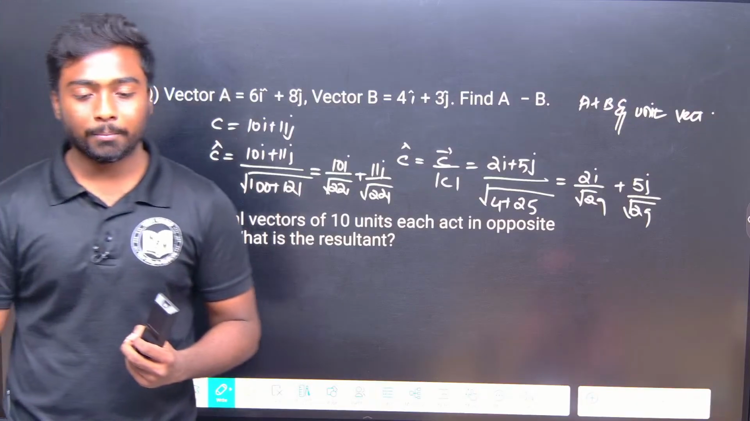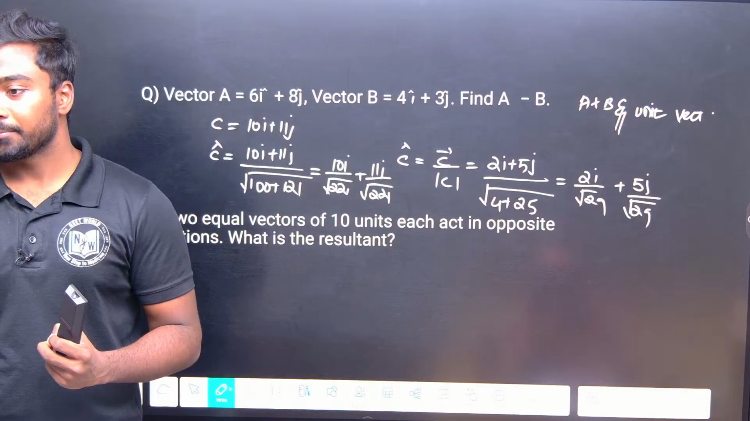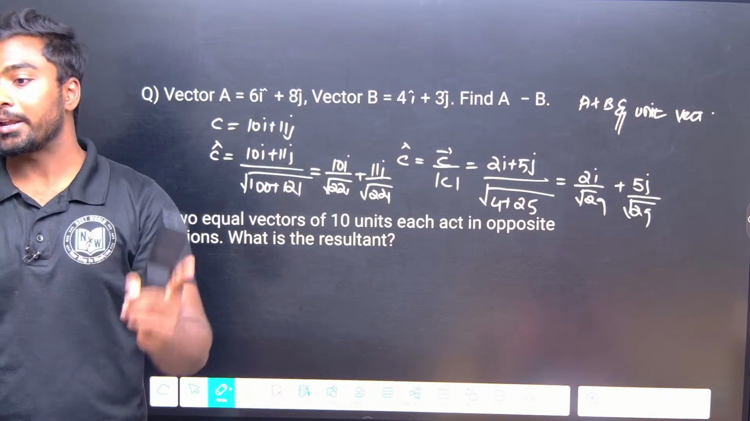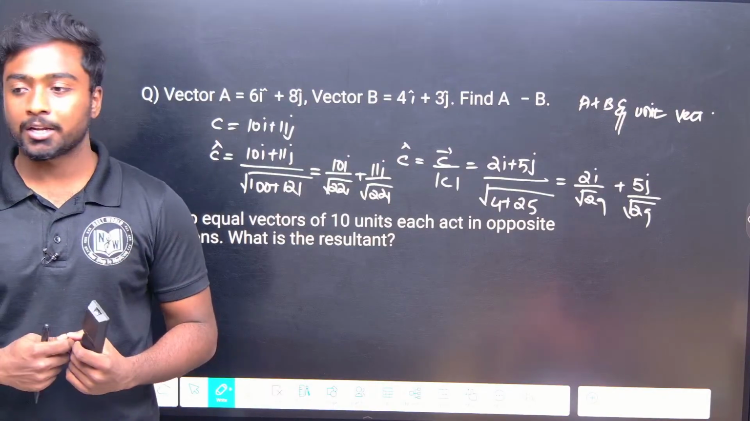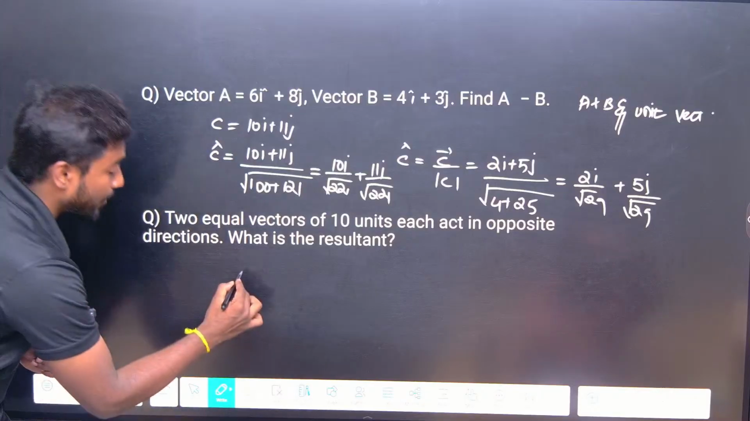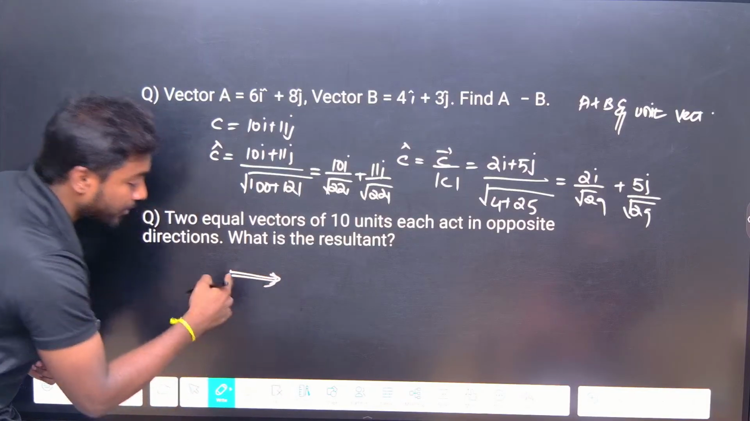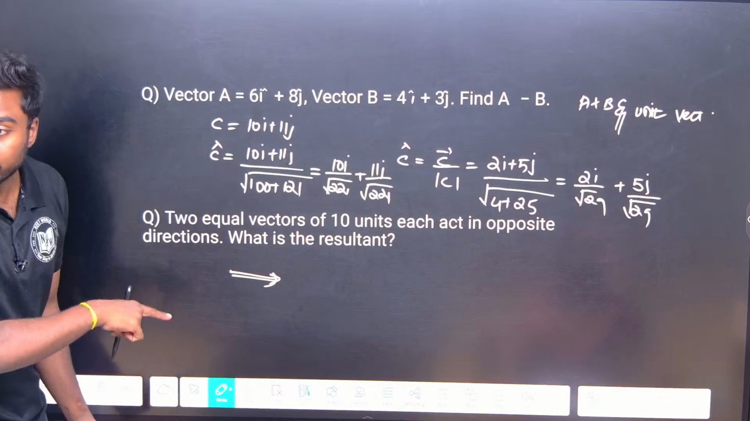Minus 1 will come, no? Minus of minus, right? Anti-parallel: the angle is 180 degrees, both are in the opposite direction. Done, no? So if I take this one, the angle is 0, both are in the same direction.